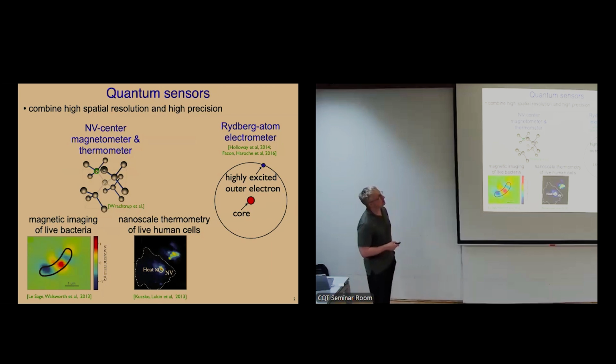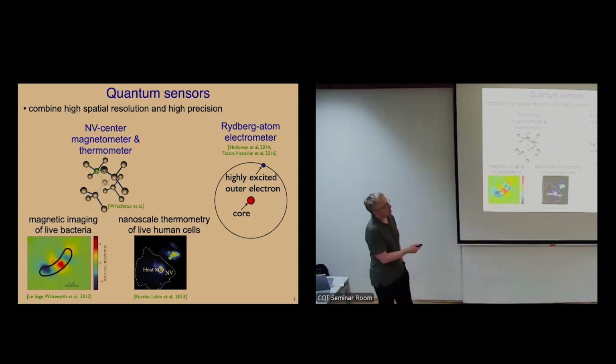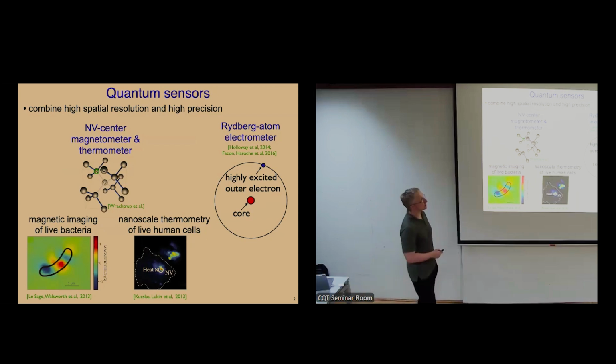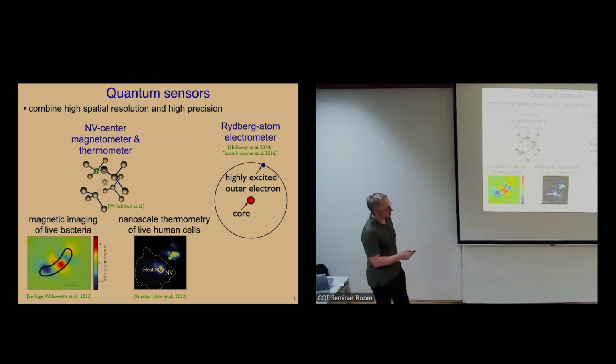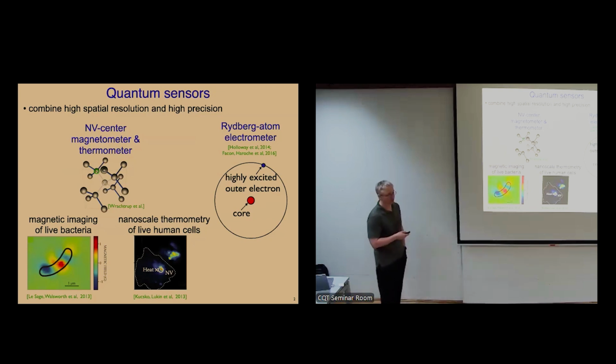So another example that I really like are Rydberg atoms, which are atoms that have a highly excited outer electron. And you see that there is now a large distance between the positively charged core and the negatively charged outer electron. And this large electric dipole moment makes these Rydberg atoms very sensitive to electric fields. So these atoms can be very good electrometers.